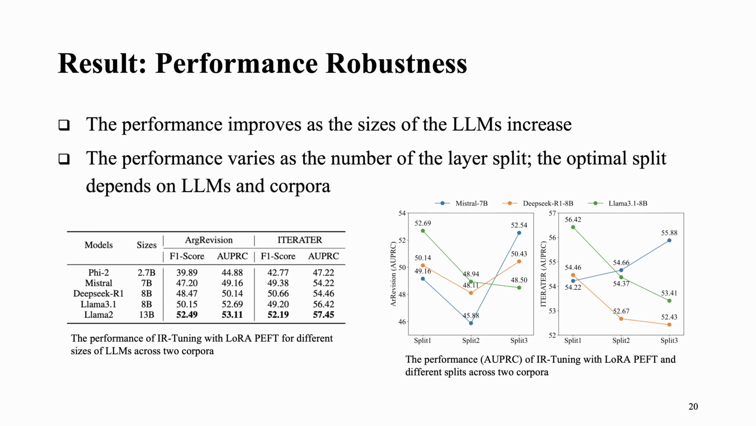The figure on the right shows the performance versus the different numbers of layer splits. In the aggregation corpus, the performance of Llama 3.1 8 billion decreases as we add more splits, which could be due to downsampling issues. However, Mistral 7 billion and DeepSeek R1 8 billion downgrade performance in 2 splits but improve in 3. In the iterator corpus, the performance is another story. These observations suggest that the layer selection depends on both data and models.